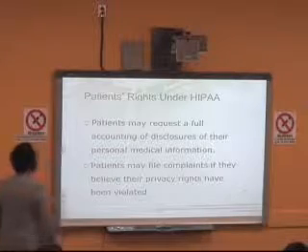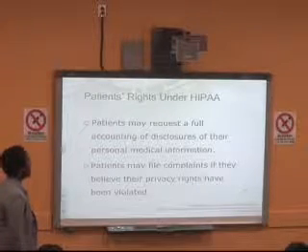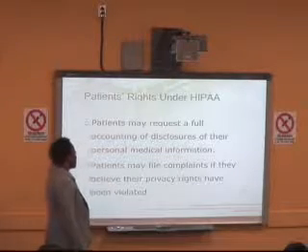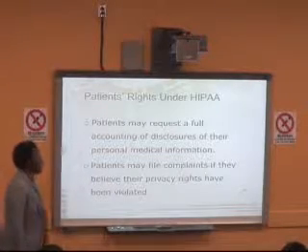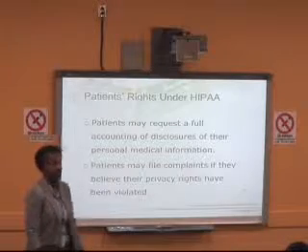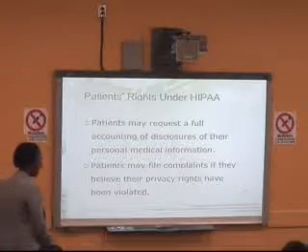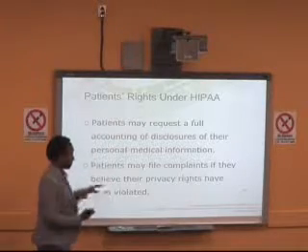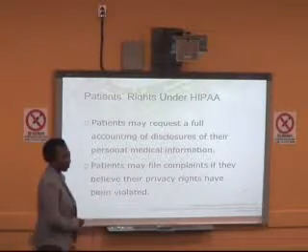Here are a few more. A patient may request a full accounting of disclosures of their personal medical information, and patients may file complaints if they think their privacy rights have been violated. You have the right to file a complaint. So if you think that someone is in your record that shouldn't be in your record, you have the right to file a complaint about that.